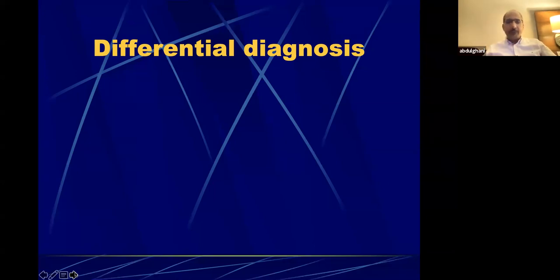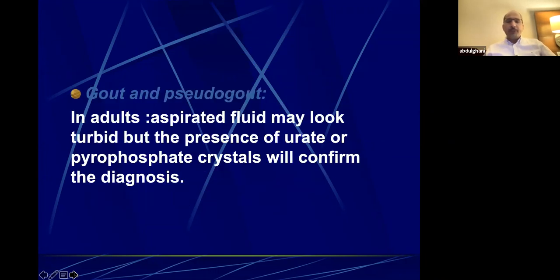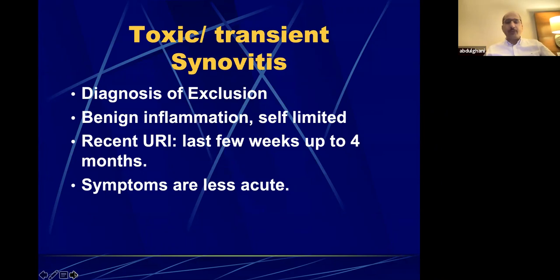Simultaneously, it is very important to have some insight about the differential diagnosis and how to differentiate. The most important condition is osteomyelitis near the joint, which may be almost indistinguishable from septic arthritis, and the safest approach is to assume that both are there. Acute hemarthrosis, either post-traumatic or due to a hemophilic bleed, can closely resemble infection. The history is very important in these cases, and of course the joint aspirate will help resolve the issue. In crystal arthropathy, both gout and pseudogout in adults, the aspirate fluid may look turbid, but the presence of urate and pyrophosphate crystals will confirm the diagnosis.